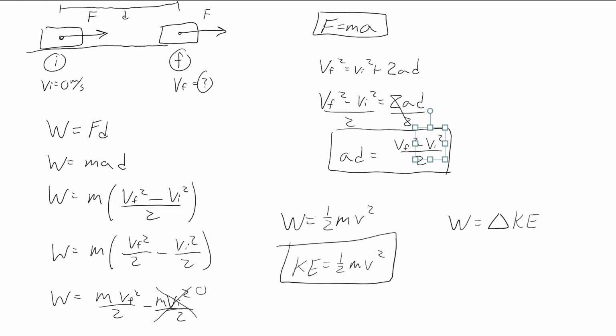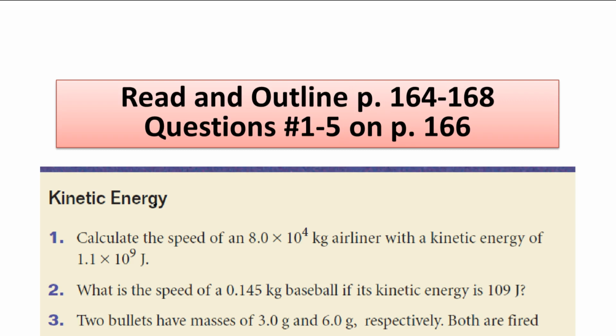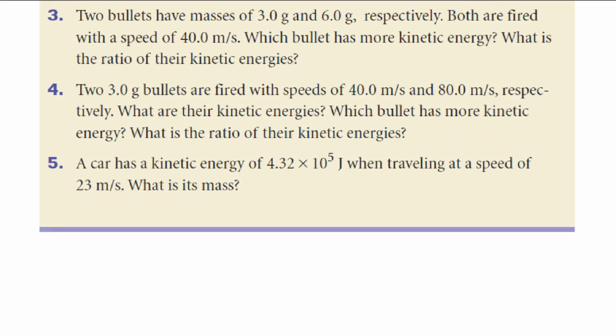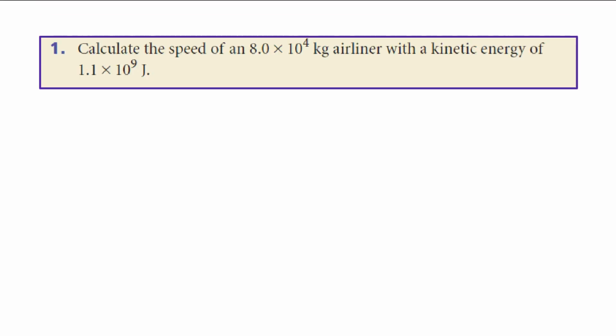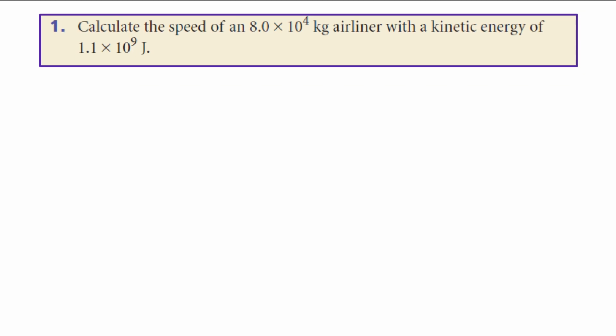All right, let's go back to the homework. Here we go. If you skipped the derivation, you missed a lot of fun, but now let's do number 1. It says, calculate the speed of an 8 times 10 to the 4 kilogram airliner with a kinetic energy of 1.1 times 10 to the 9 joules.